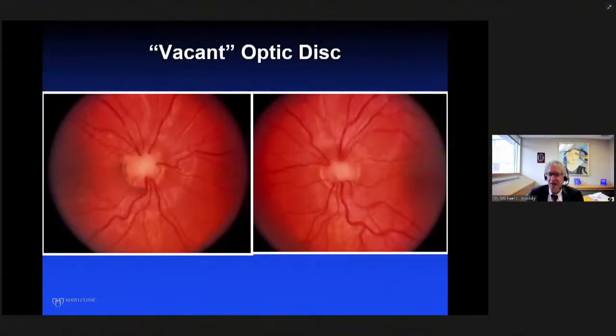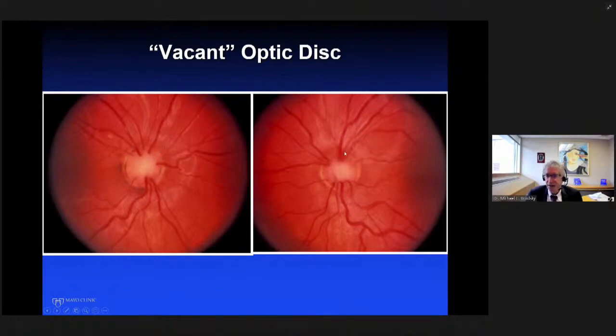This is the vacant optic disc. And what you see is you feel schizophrenic when you look at it. You say, well, it looks like a morning glory. No, it looks like a coloboma. Well, it's not really inferiorly decentered. I know it has to be inferiorly decentered, but it's not really enlarged like a morning glory. There's no peripapillary stuff.